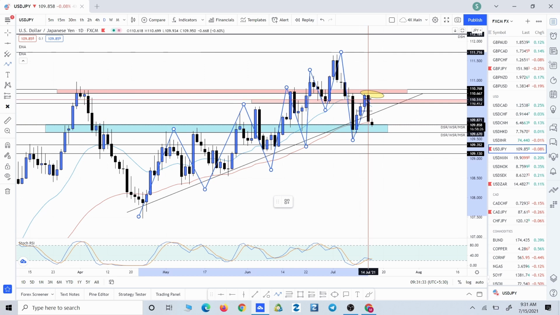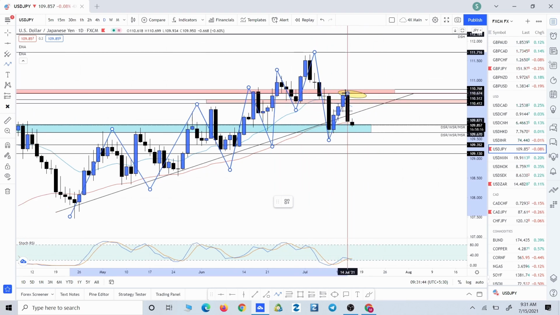So we were waiting for a lower high into either this zone or this zone. As you can see, both of the zones have multiple reaches, so both are strong zones. And finally we got the rejection in the lower time frame from this zone, and the price is retracing below now.